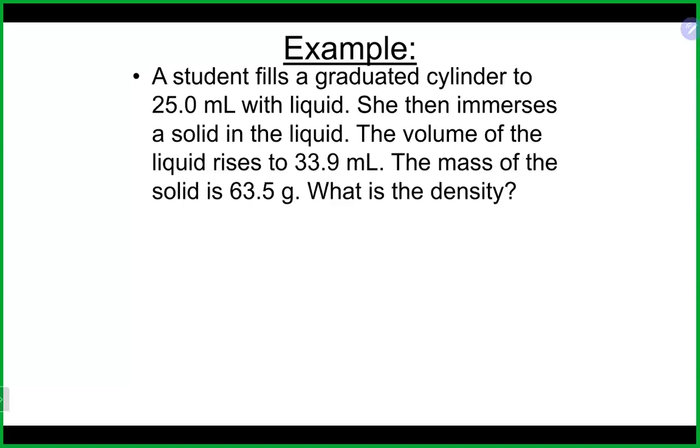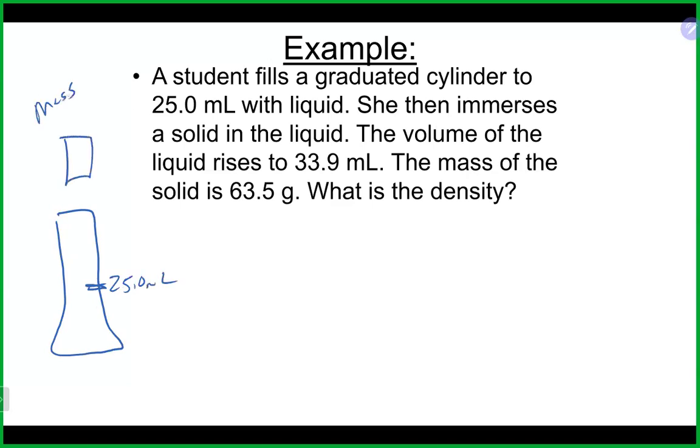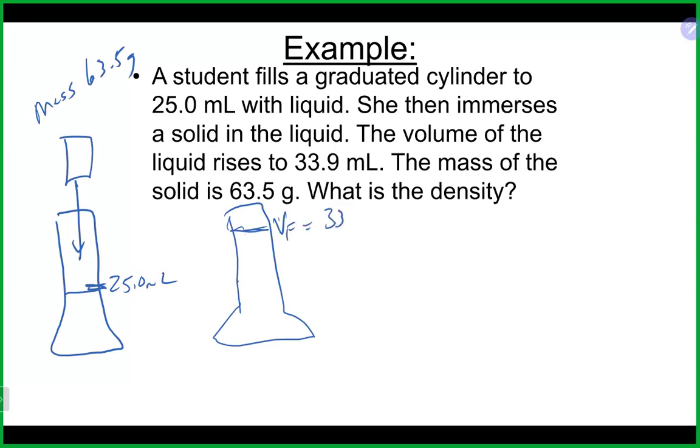Let's take a look. So again, this is sort of what we were just describing. We have a graduated cylinder here that's starting with 25 milliliters of water in it. We're going to take that solid that has a mass of 63.5 grams, and we're going to drop it in. When it does so, once again, we should see the volume level rise to our final volume of 33.9 milliliters with our solid in there. The first thing that we really want to think about is the volume here, so that we can go into our density equation.